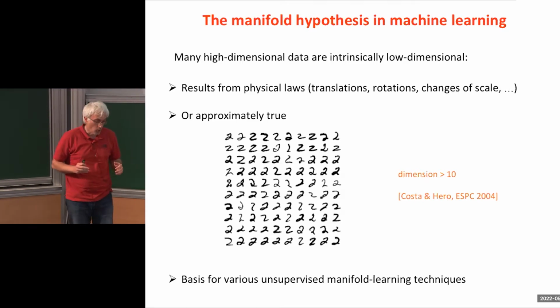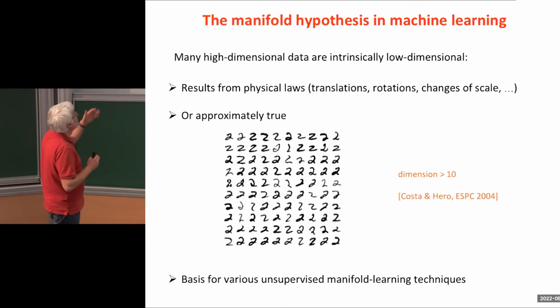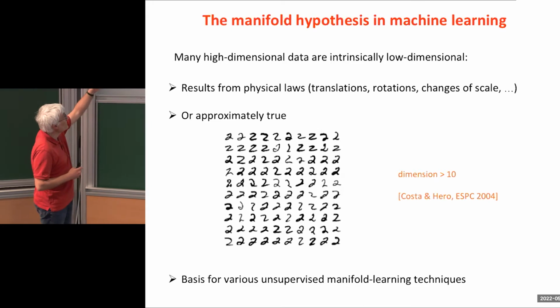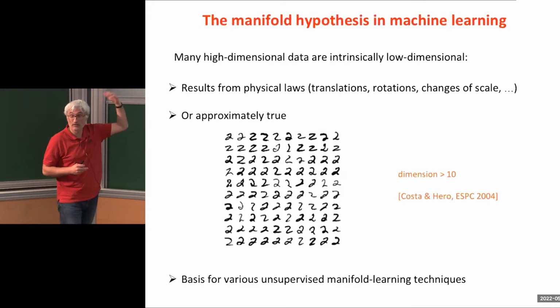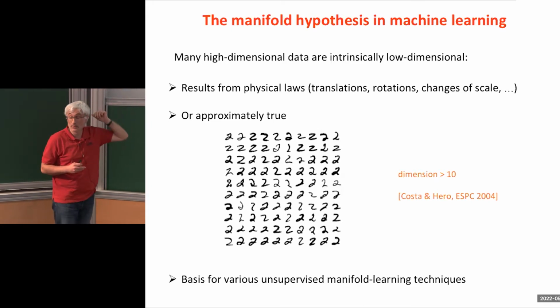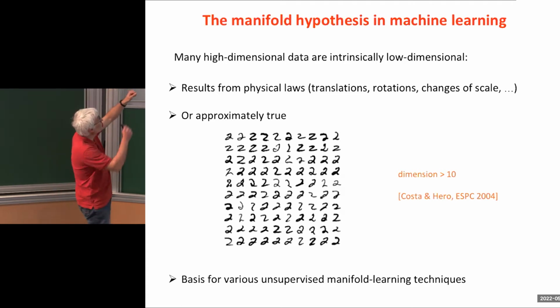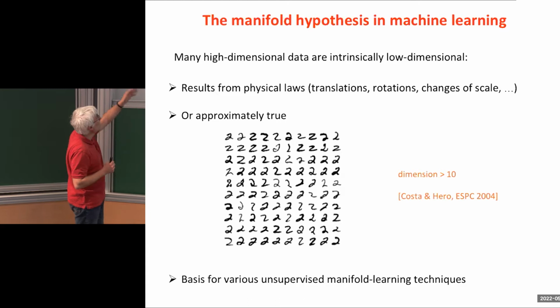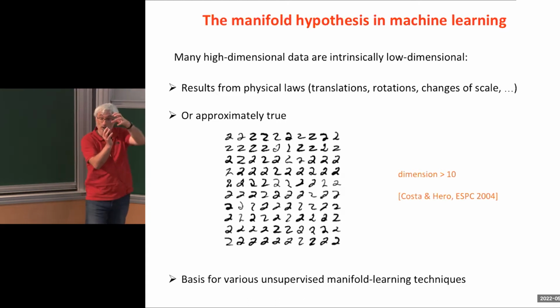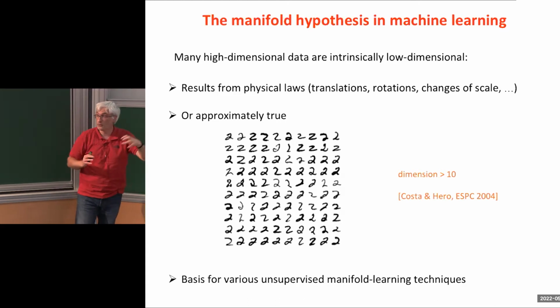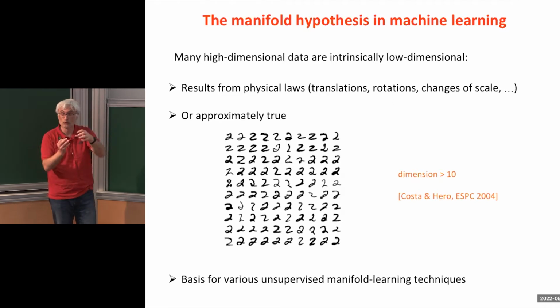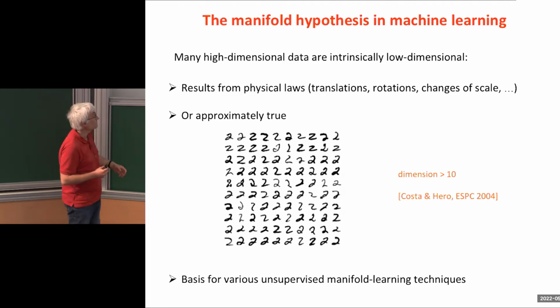And of course, this is also approximately true in some cases. Here you have some examples of digit 2 taken from the famous MNIST dataset, which is used by many people in computer science and machine learning. They are just handwritten digits, and you see they all look the same, and by local deformation of the 2, you can relate all these 2s together to a single template.